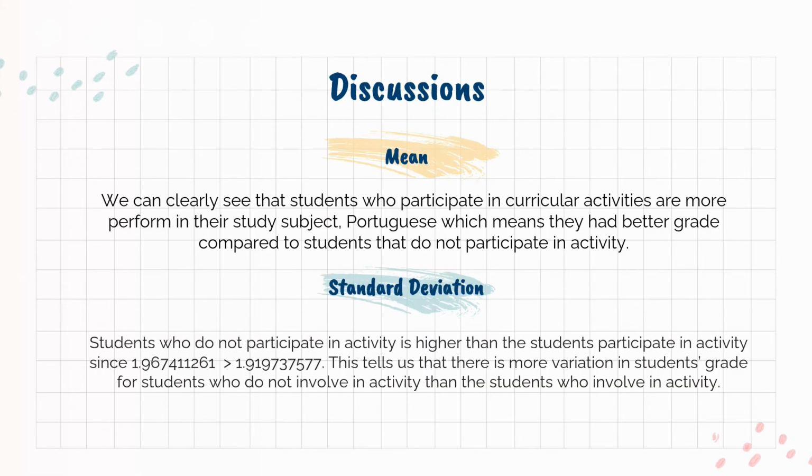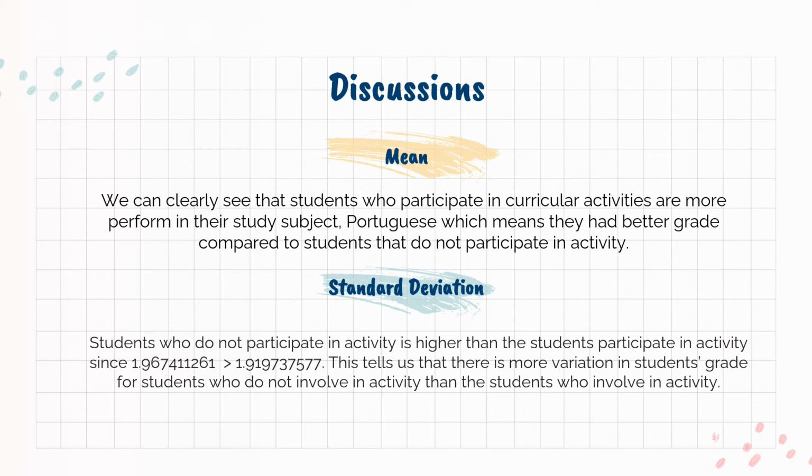From the mean value in the horizontal bar chart, we can clearly see that the students who participate in curriculum activity perform better in their subject, which is Portuguese, which means that they had a better grade compared to students that do not participate in activity.